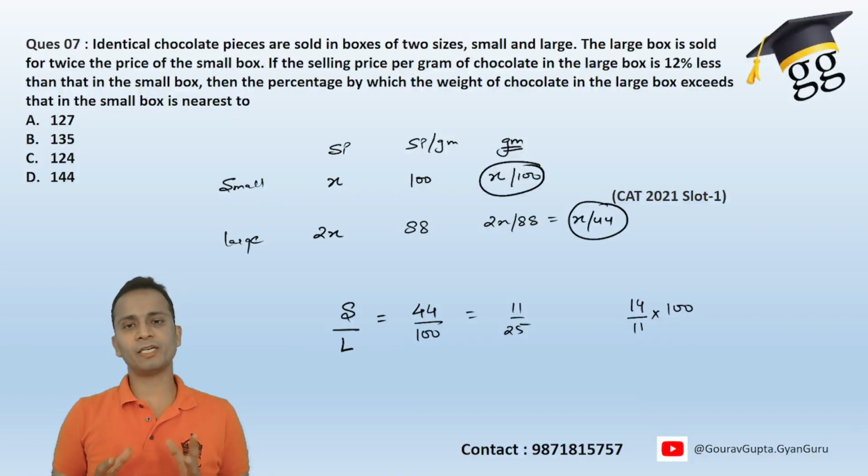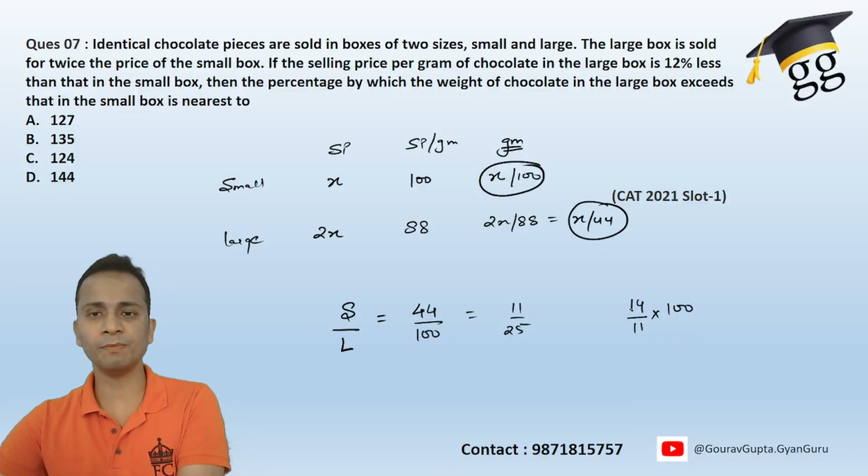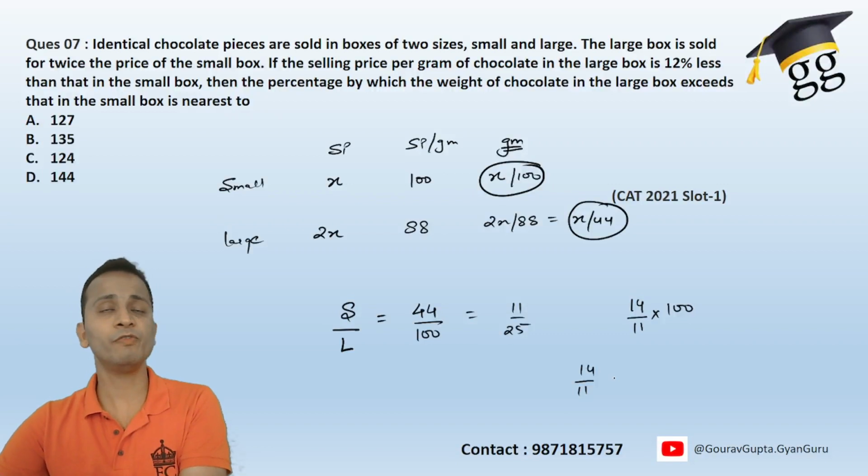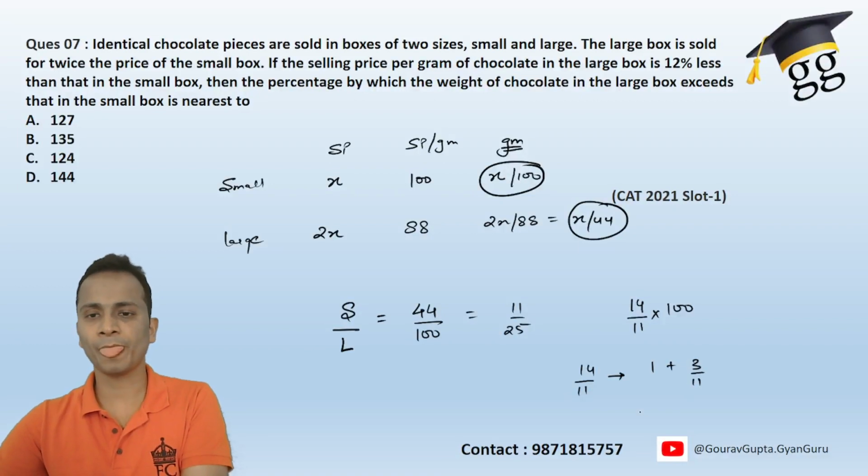स्मॉल बॉक्स से कंपेयर करना है. That is, डिनोमिनेटर में 11 आ जाएगा, multiply by 100. Okay, now 14 upon 11, the fraction is 14 upon 11. We have to convert it in percentages. I can write 14 upon 11 as 1 plus 3 by 11.